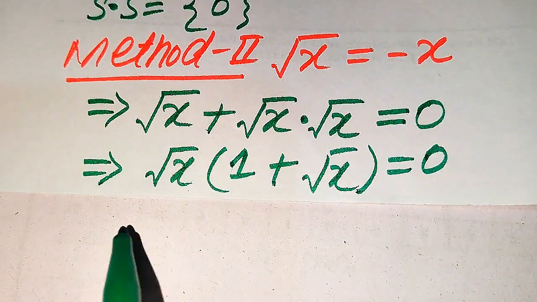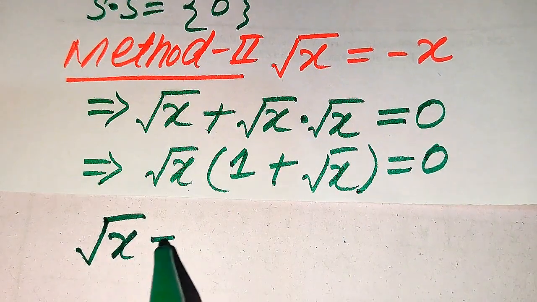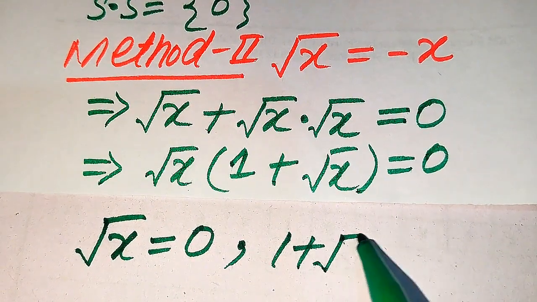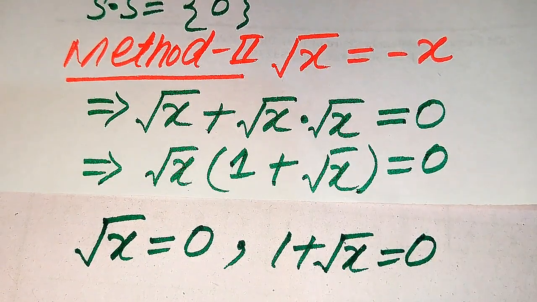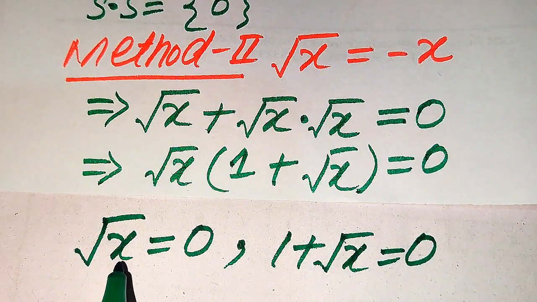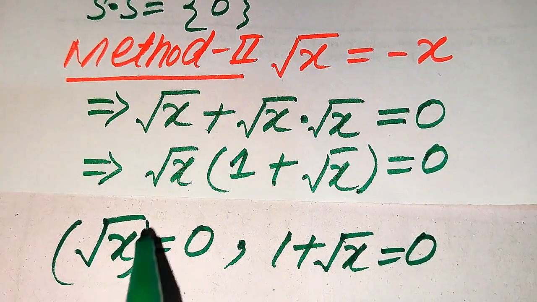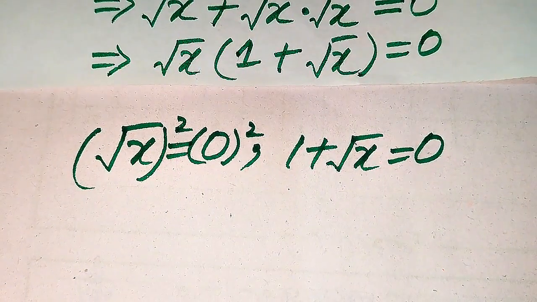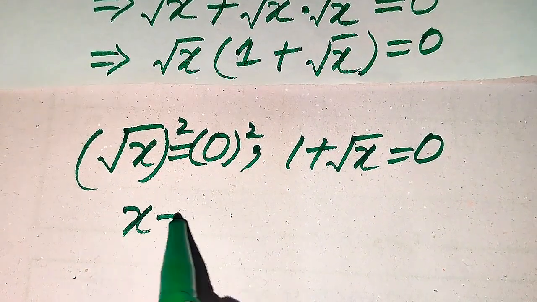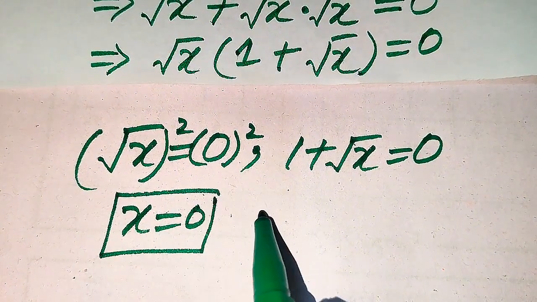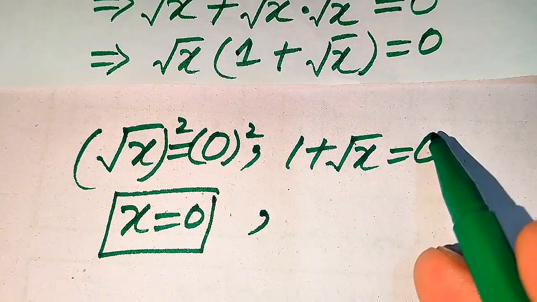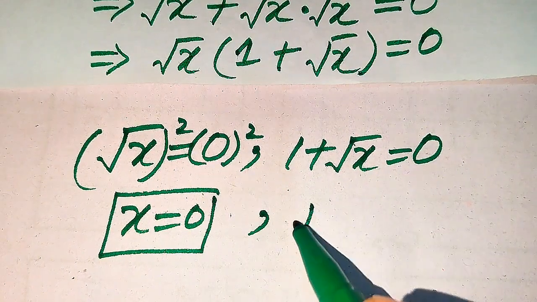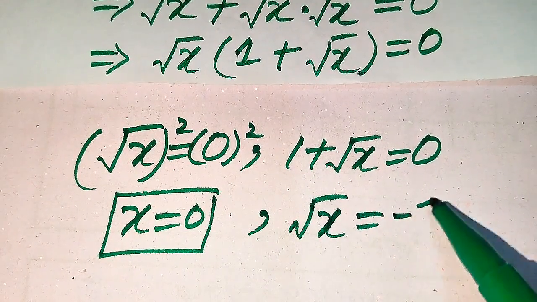And now we divide this equation into two cases. The first case is square root of x is equal to 0, and the second case is 1 plus square root of x is equal to 0. So here we take squaring on both of the sides. When you take squaring, we easily get x equals 0 from the first case, and from the second case we move this plus 1 to the right hand side, and it will be written as square root of x is equal to minus 1.